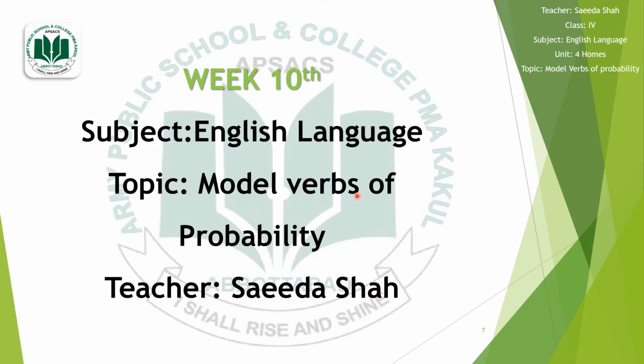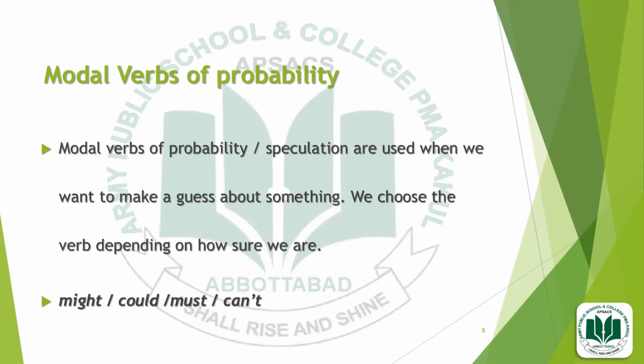Now we are going to discuss the next topic of Week 10, English Language, Unit 4, Modal Verbs of Probability, reference page number 53, Learner's Book 4. Modal verbs of probability or speculation are used when we want to make a guess about something. We choose the verb depending on how sure we are. Might, could, must, can't are modal verbs of probability.